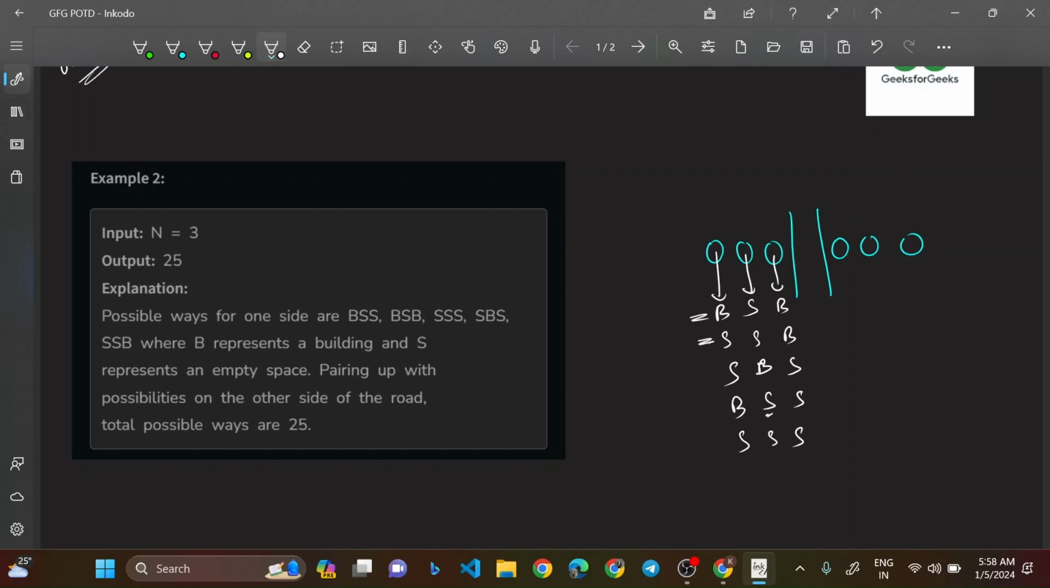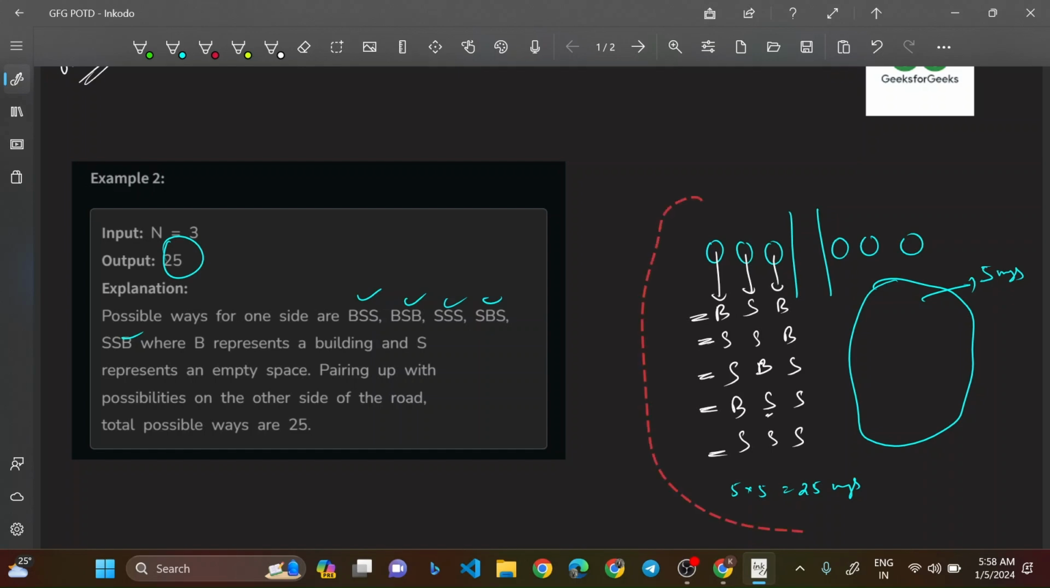So BSB, SSB, SBS, BSS, SSS. So these are the five things that they have mentioned. And now if we replicate the same thing here, the same thing will also happen on this side as well. So there are also 5 ways possible here. So total how many ways possible? That is 5 into 5, which is equal to 25 ways, right? That is the reason the output is equal to 25. I hope you people have understood.